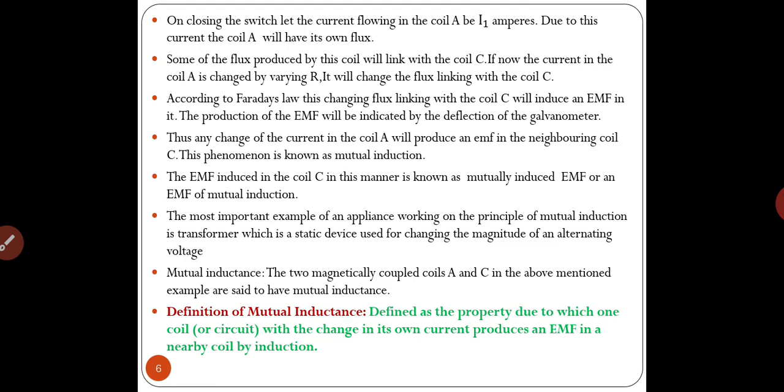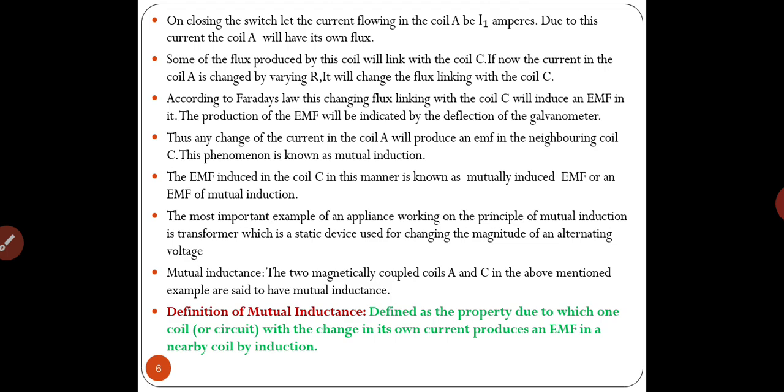Here there is one important point: if the primary turns are less compared to the secondary turns, then we can increase the voltage by decreasing the current. Similarly, if the primary turns are more and the secondary turns are less, we can bring down the voltage. This is one of the important advantages of mutual induction, which is used in the form of a transformer.